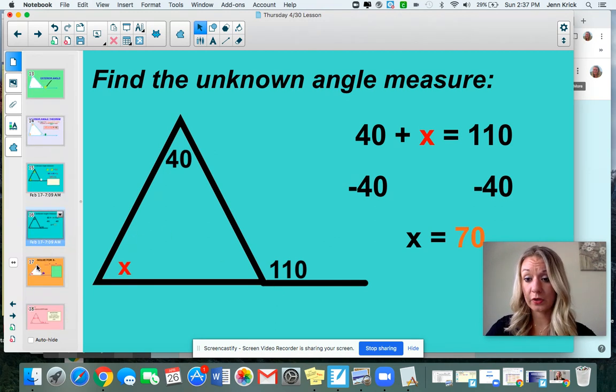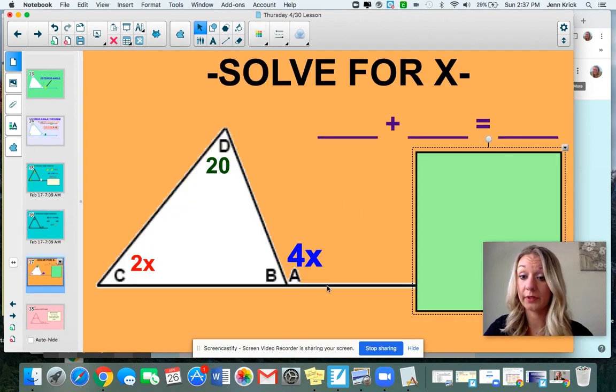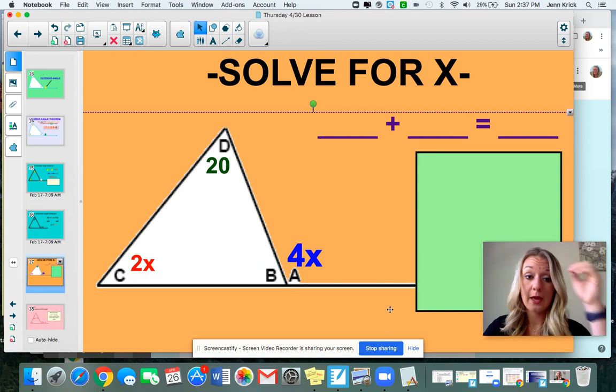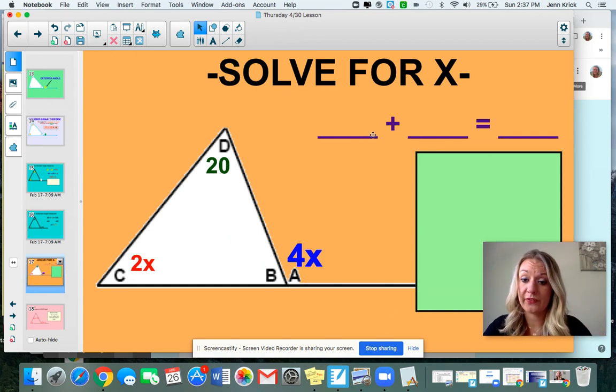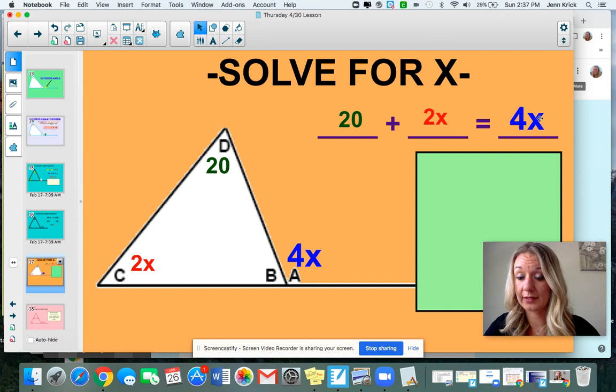Now let's move forward and start getting ready for ninth grade and put some variables and expressions in here, okay? Because this really is what you're going to be looking at next year. So if I asked you to solve for x, I know that with the theorem we can do 2x plus 20, and that'll be equal to 4x. So let's set that up together. You've got 20 plus 2x is equal to 4x, based on the exterior angle theorem.